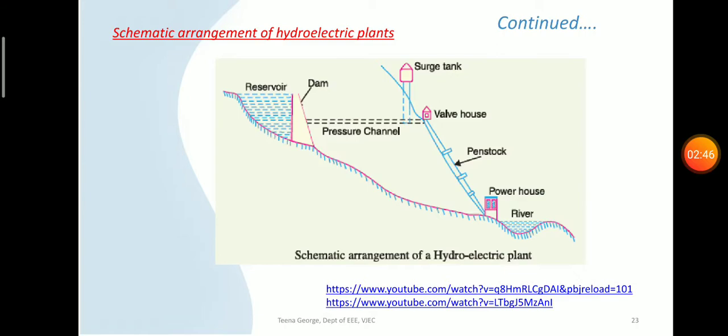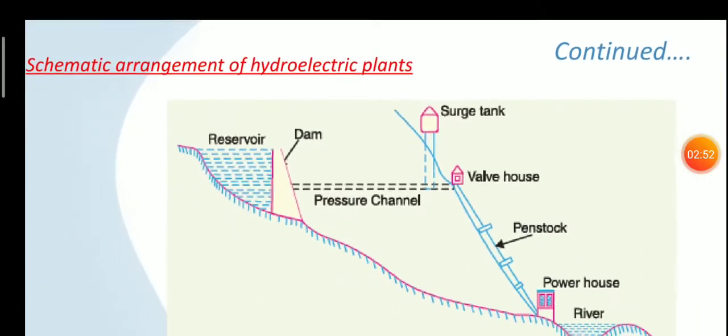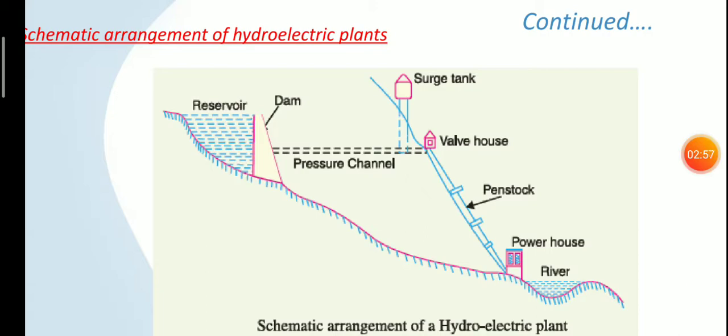This is the schematic arrangement of a hydroelectric power plant. A hydroelectric power plant consists of a reservoir or dam which stores the water and creates sufficient water head. Dams are built with concrete or stone masonry depending on the topography of the site. And some additional parts, hydraulic structures, are spillways, headworks, surge tank, penstock, etc.